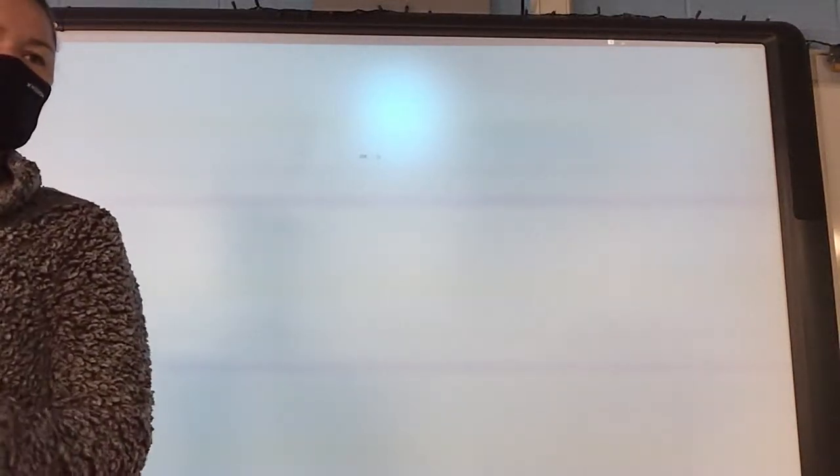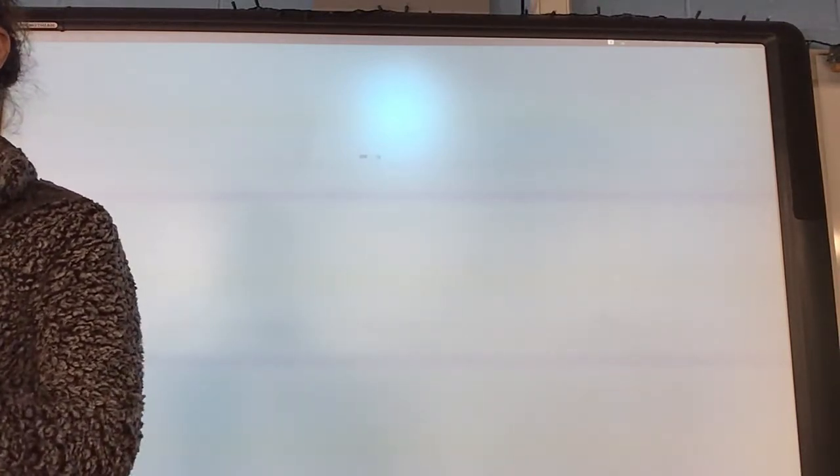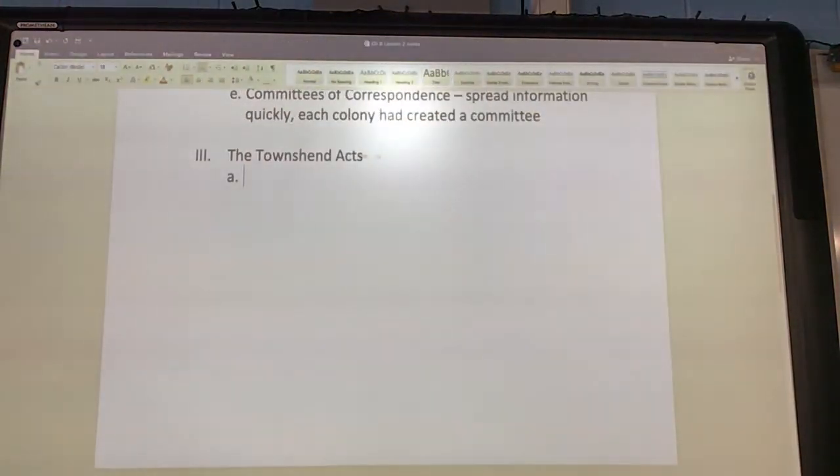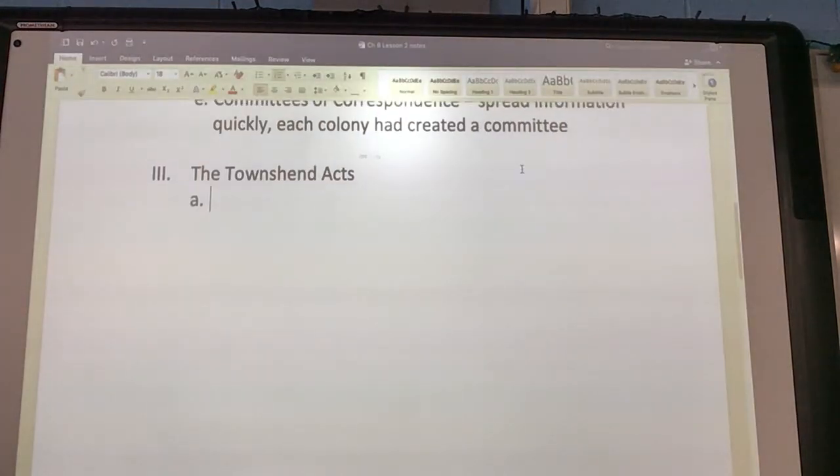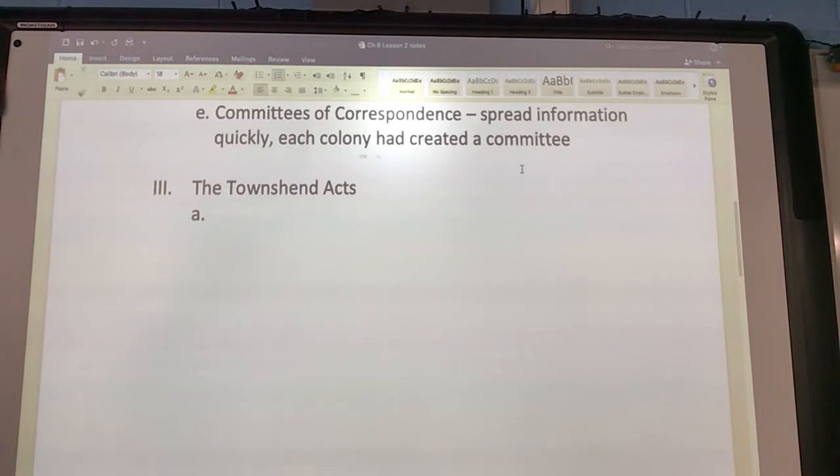All right, we're gonna get social studies going here. I need social studies notebooks out. And then on your iPad, you'll want to pull up the lesson 2 PDF for chapter 8. We're gonna finish reading. So we left off at the Townsend Acts on page 306. I'll give you a second to get situated. Notebooks and the PDF open for lesson 2.